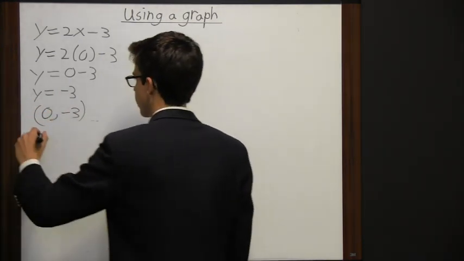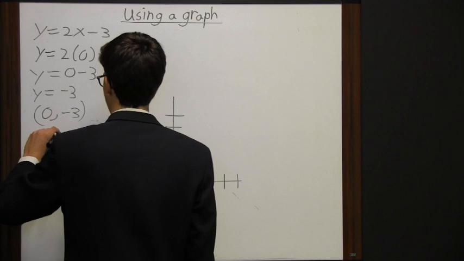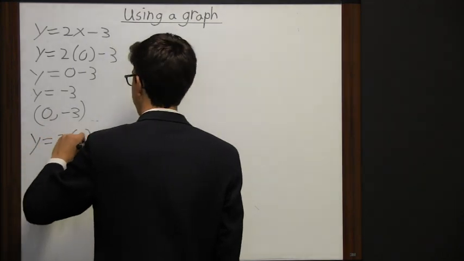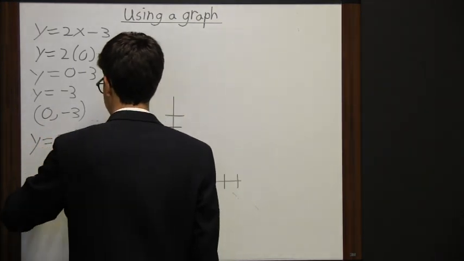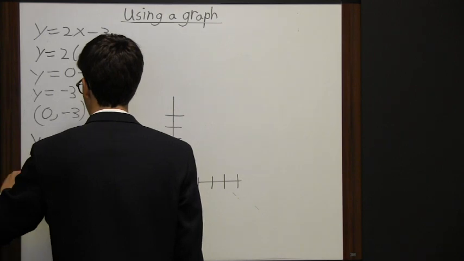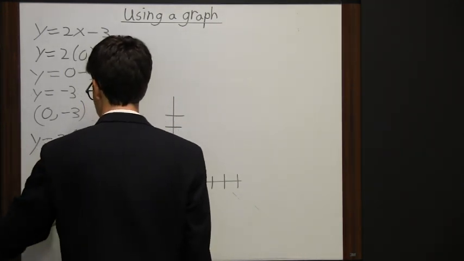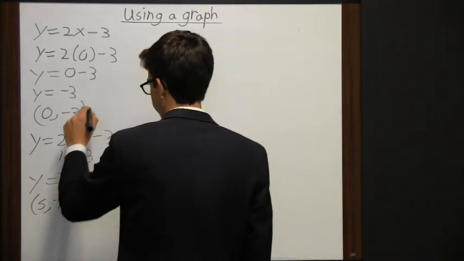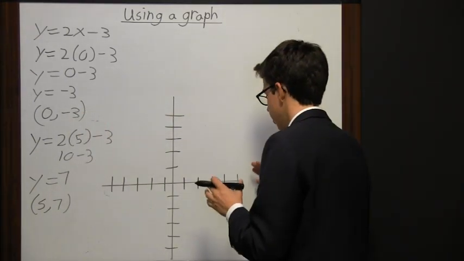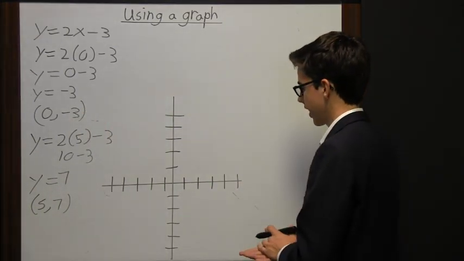Now we're going to plug in 5 for x. So we're going to put 5 in parentheses. So we get 10 minus 3 equals 7. So y equals 7. So in this case, x equaled 5 and y equals 7. So now we have these two coordinates, and we can just plug these in to this graph right here, and we can get a line.